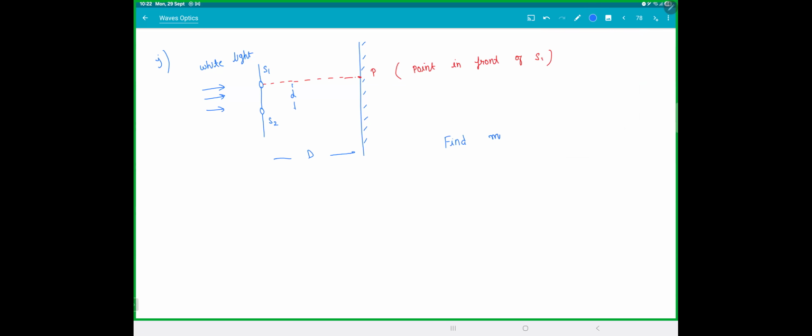If you send all wavelengths through the slits, there will be some wavelengths which are missing at point P. What it simply means is certain wavelengths will form a destructive interference at point P. What are those wavelengths? Find lambda for which they form a dark fringe at point P. So they will not write it like this. They'll simply ask to find the missing wavelengths. So you should know the terminology for that. Get this? Easy one.